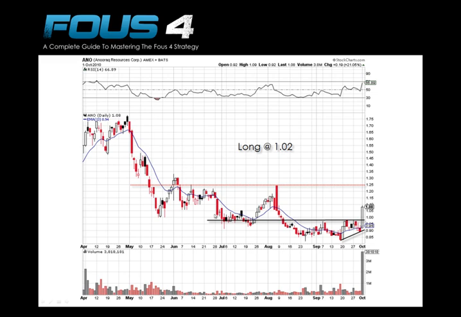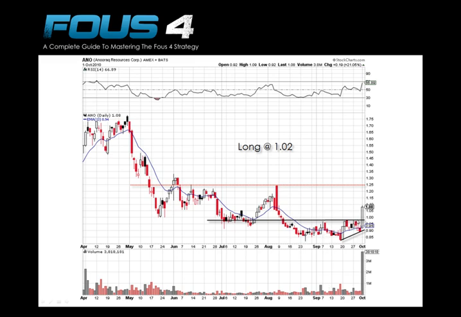Next up is ANO. This is a Foos revival pattern. As you can see here, the lead-in trend is bearish, so the stock's pretty beaten down. It drops below $1 per share, but then it kind of bases out here, and we started getting an increase in volume. As you can see, there's some more buying pressure coming in as the stock starts stabilizing.